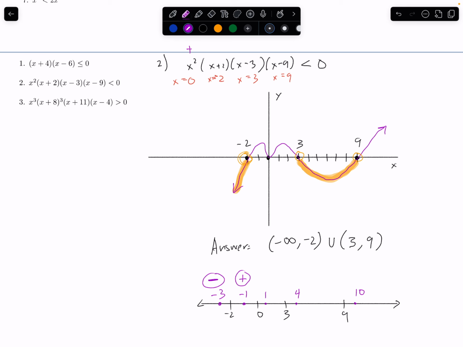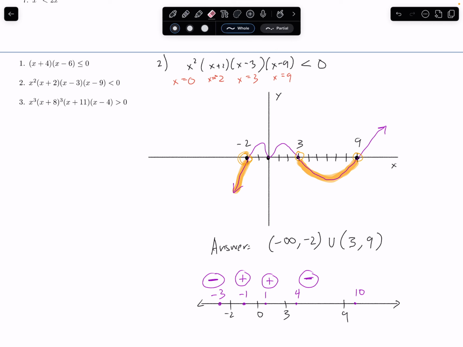If I plug in 1, this is positive. 1 plus 2 positive. 1 minus 3 negative. 1 minus 9 negative. So that's all together going to be still positive. Okay, and then what about if I plug in 4? If I plug in 4, this is positive. 4 plus 2 positive. 4 minus 3 positive. 4 minus 9 negative. So this is negative in that area.